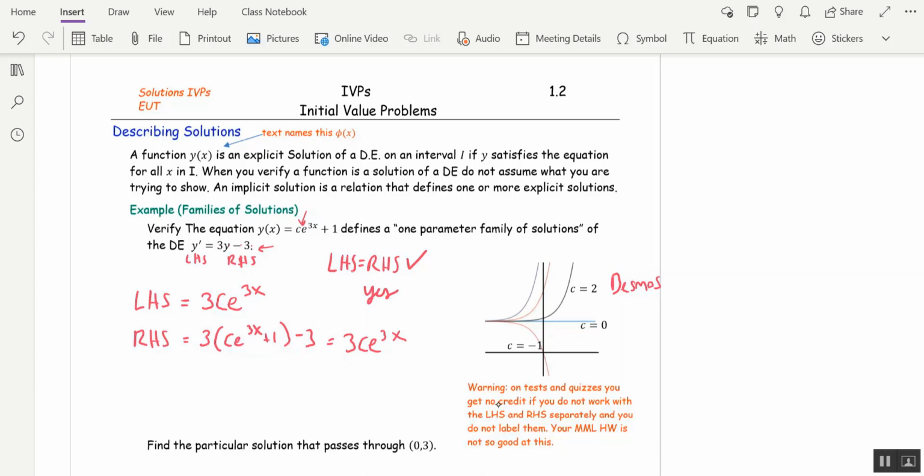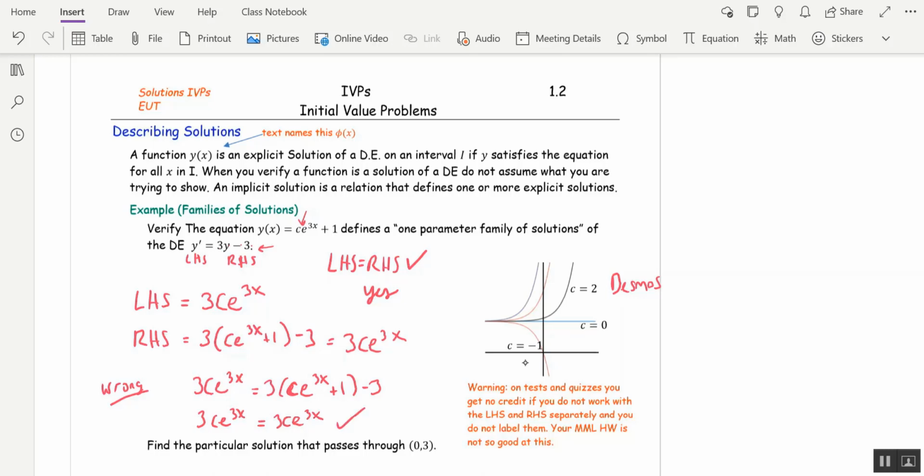I verified it. Here's what you don't want to do. You don't want to assume the left-hand side is equal to the right-hand side. So this would be wrong. It would be wrong to say, well, the left-hand side is 3c e to the 3x. So put that in on the left. And then on the right, put 3y minus 3, which is 3c e to the 3x plus 1 minus 3. And then simplify this, and you get 3c e to the 3x on the left, and you get 3c e to the 3x on the right, and you say, oh, well, these are equal, and you move on.